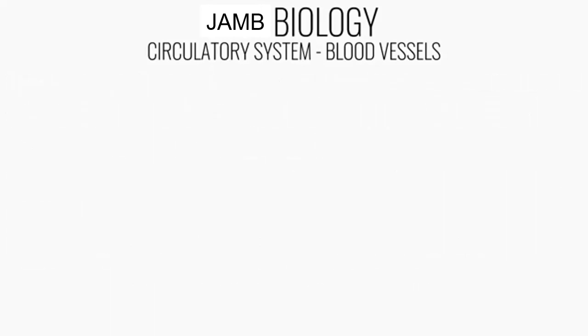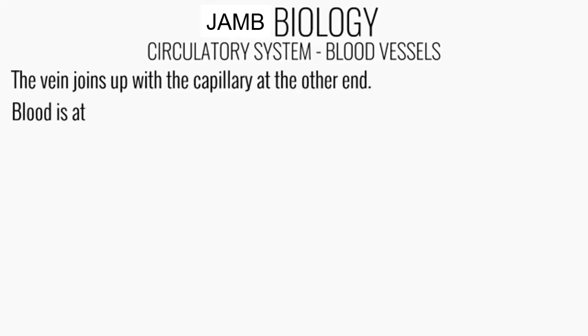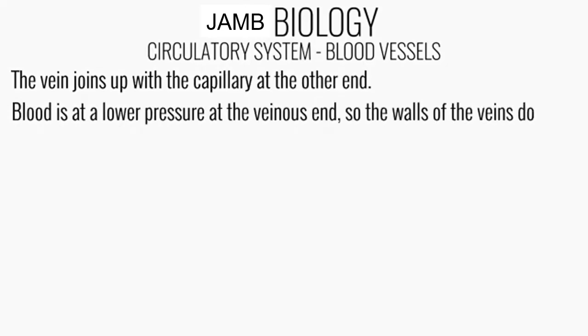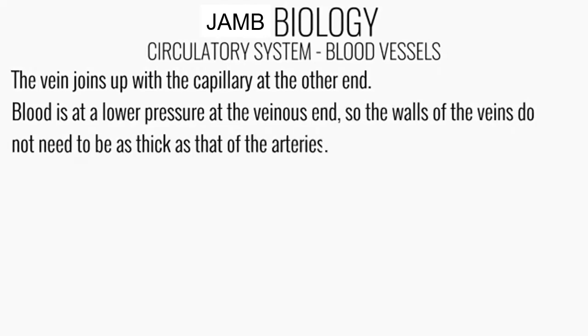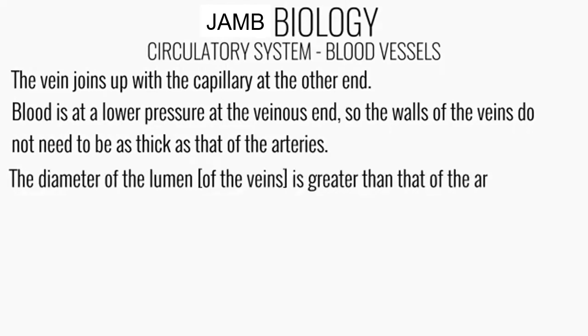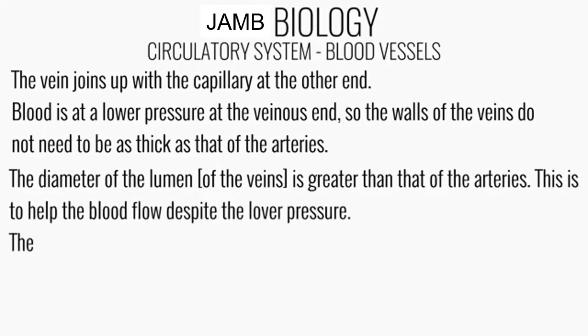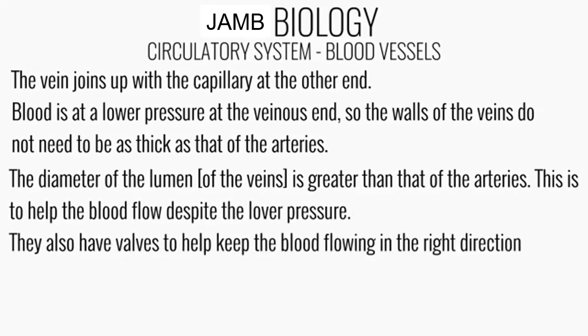So the next type of blood vessel, which is the vein, joins up with the capillary at the other end. The blood is at lower pressure at the venous end, so the walls of the vein do not need to be as thick as that of the arteries. The diameter of the lumen is greater than that of the artery. This is to help the blood flow despite the lower pressure. They also have valves to help keep the blood flowing in the right direction.